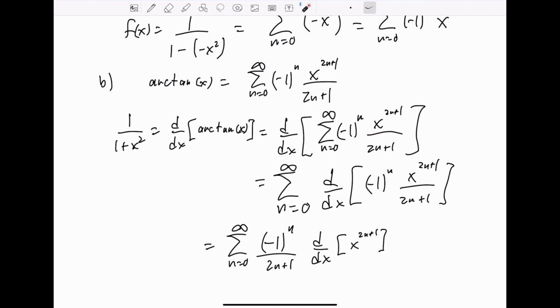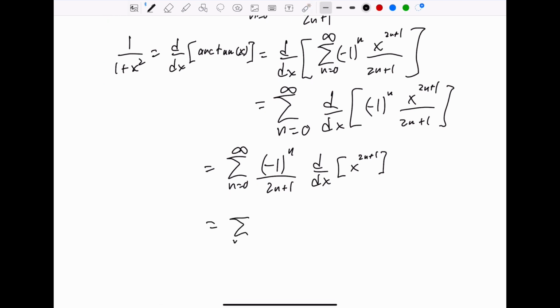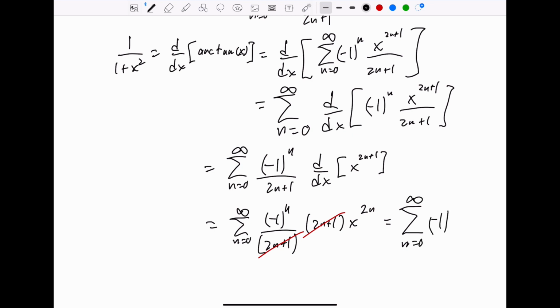And this is simply power rule. We're taking the derivative of x to a constant power. We take the power, bring it out front, and reduce the power by 1. We've got the summation from n equals 0 to infinity, negative 1 to the n divided by 2n plus 1. Just copy those down. And now take the derivative of x raised to the 2n plus 1. We bring 2n plus 1 out front, times x to the 2n plus 1 minus 1, which leaves us with just 2n. And look at this. 2n plus 1 cancels. And we have the sum from 0 to infinity of negative 1 to the n, x to the 2n power.